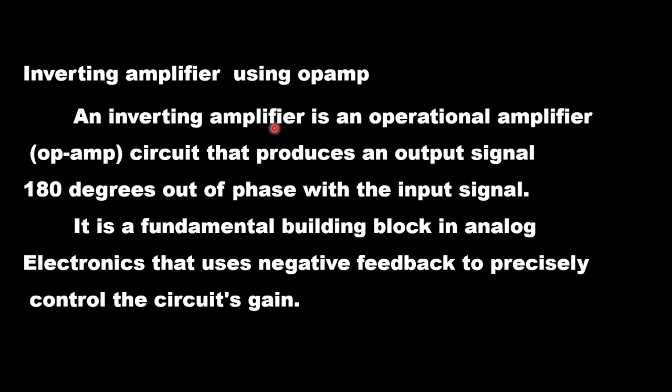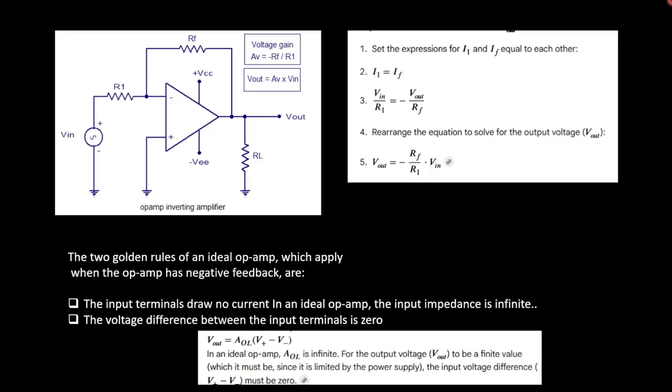Okay, first we look at this inverting amplifier using an op-amp. An inverting op-amp is an operational amplifier circuit that produces an output signal 180 degrees out of phase with the input signal. It's a fundamental building block in analog electronics that uses negative feedback to precisely control the circuit's gain.